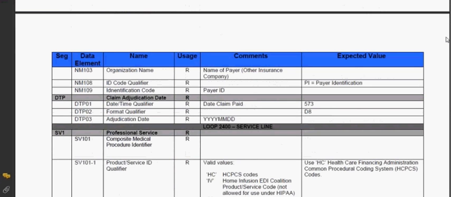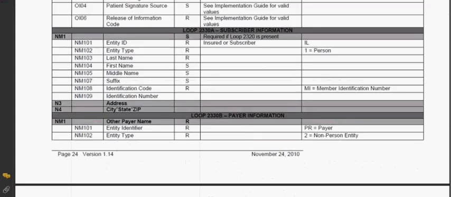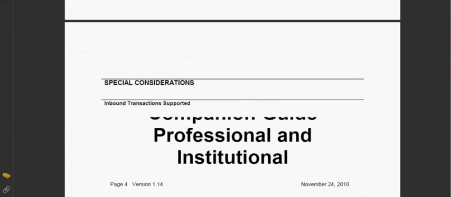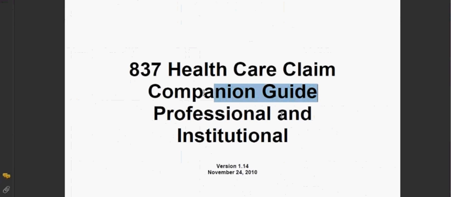All right, here we go. This page is a companion guide, and as I said, the companion guide is a very specific document, and this has to be used in conjunction with the implementation guide provided by the CMS. All right, we'll go back to our presentation.